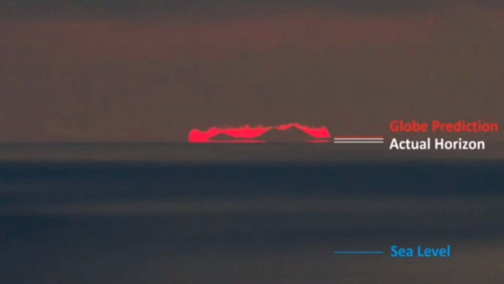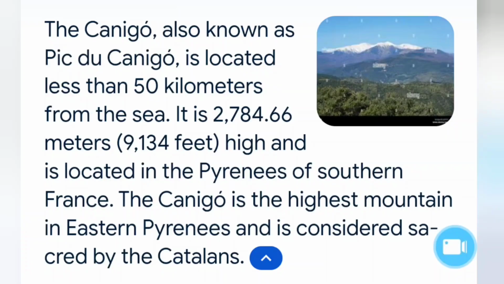According to the globe calculations, the distance to the horizon is 69 kilometers. That means that from the horizon to Canigou has to be over 200 kilometers. So 200 kilometers in that little space. So let's pull it up and see how far Canigou is from the sea altogether. So here it says that it's less than 50 kilometers. So less than 50 kilometers from the sea.